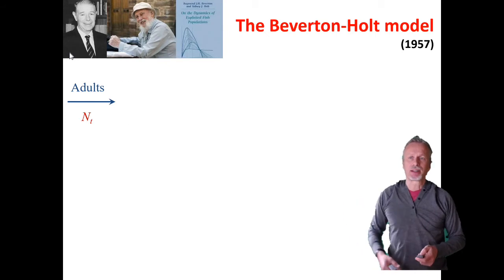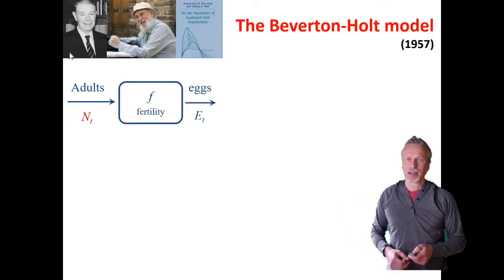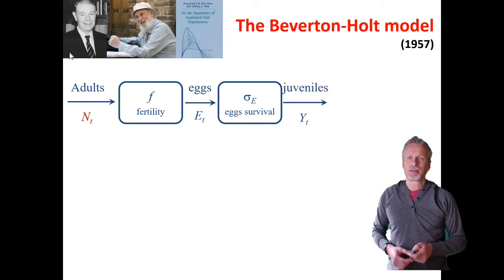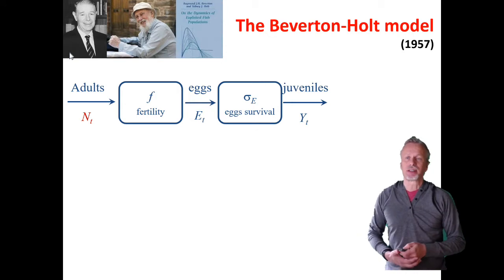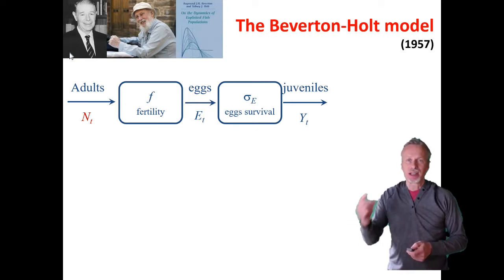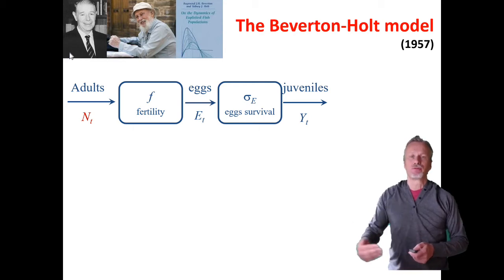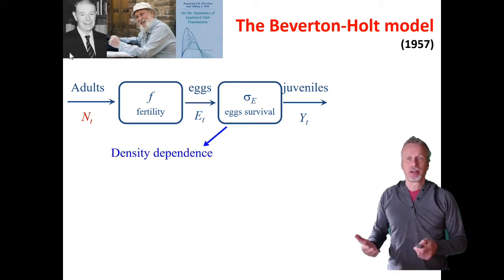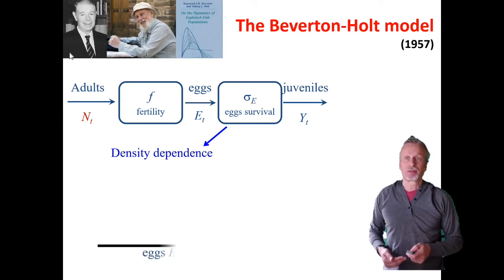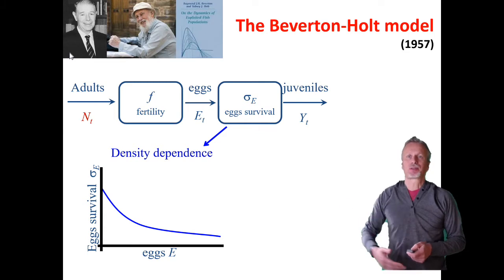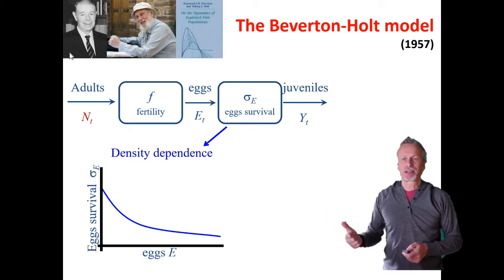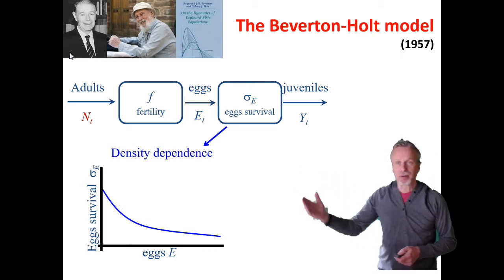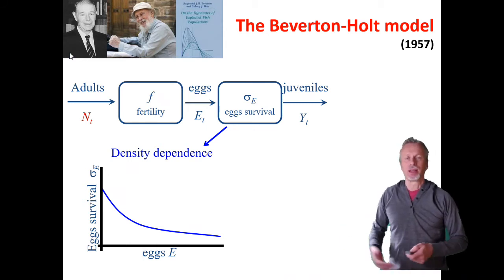So we say that N_t is the number of adults. We say that per capita fertility is F. So the number of eggs produced by the adults would be equal to F times N, described with E_t, the number of eggs. And then sigma_E represents egg survival to the juvenile stage, Y_t. And here is where density dependence is assumed to occur. In this case, the assumption that Beverton and Holt made was that the survival of eggs decreases like a hyperbolic function with the density of eggs.